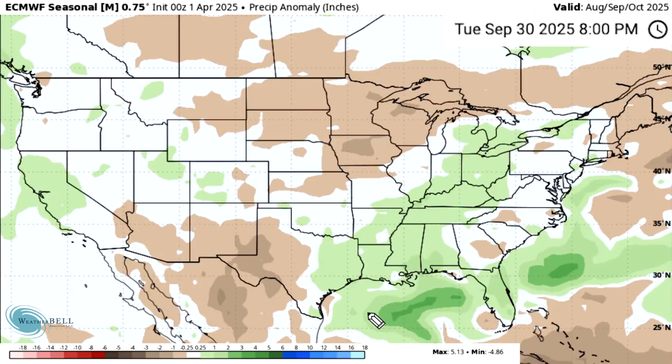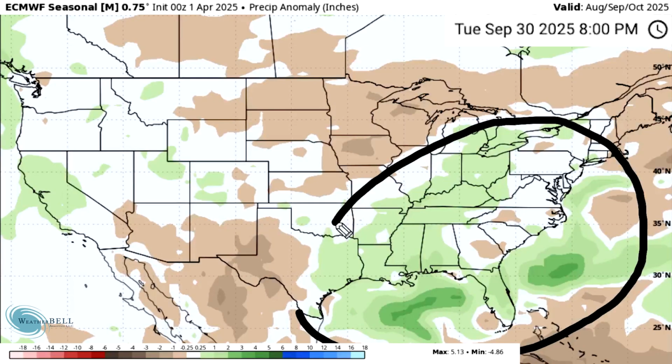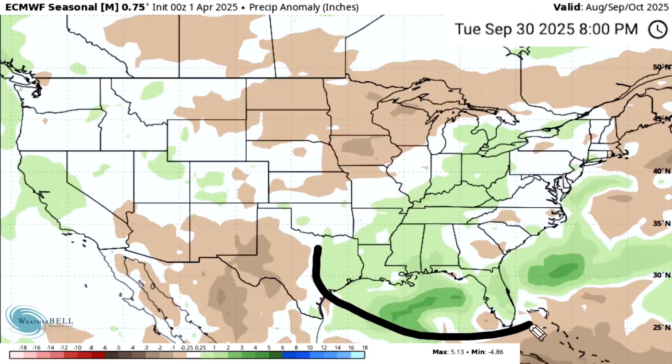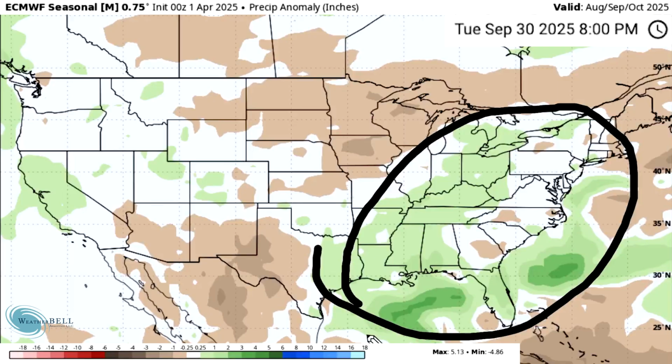Looking at the precipitation, we do see above average precipitation over the northern Gulf, off the southeast coast, even off the mid-Atlantic coast there, which could be indicative of more tropical activity. Also, inland here, more tropical activity bringing precipitation on shore, and overall, these areas are just more above average as far as precipitation, even outside of tropical activity.